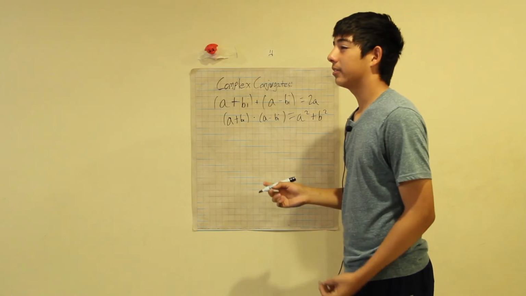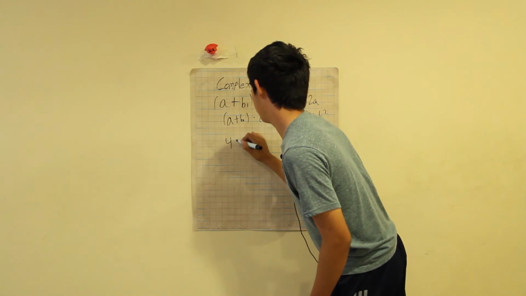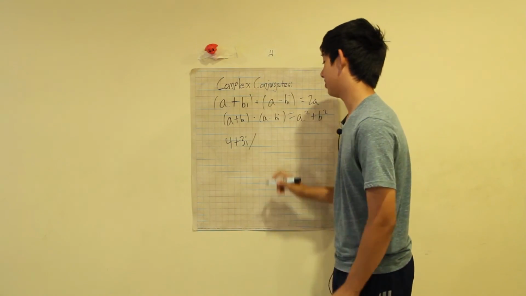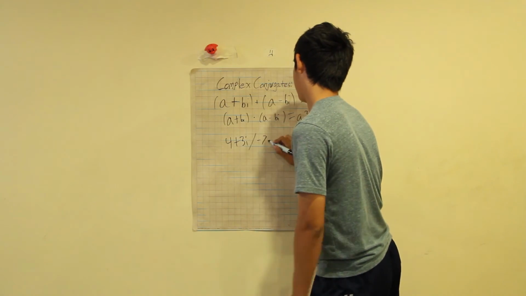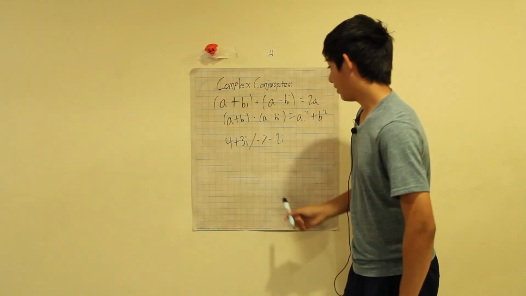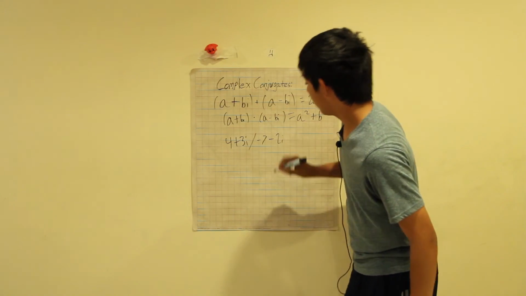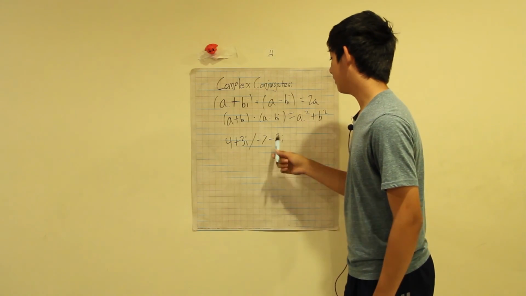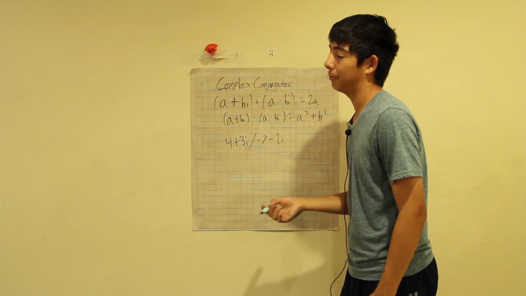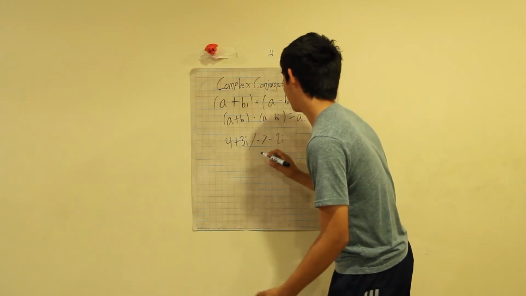So let's go over an example. Let's say we had 4 plus 3i. We want to divide it by -7 minus 2i. So when you divide two complex numbers, the denominator cannot have an imaginary part. So what we're going to do is multiply both the numerator and denominator by the complex conjugate of the denominator. And we can do that because a over a is equal to 1. And you can multiply anything by 1 and get the same thing.